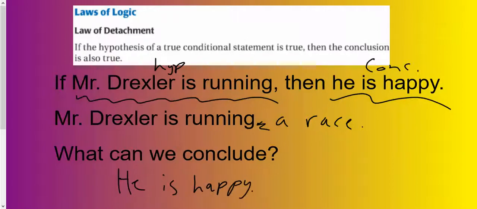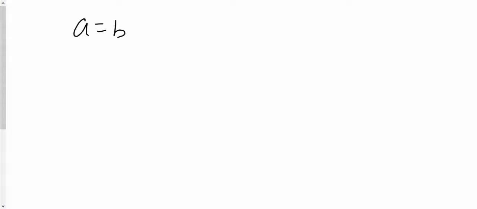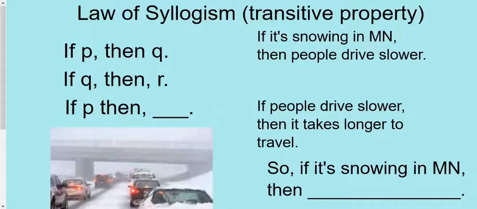There's some problems in your book. I've actually cut those problems from the assignment just because I don't find them that beneficial for you guys. This one is more important. It's kind of like the transitive property. The transitive property is if A equals B and B equals C, then A equals C. This is very similar. If P then Q, if Q then R, so if P then R.